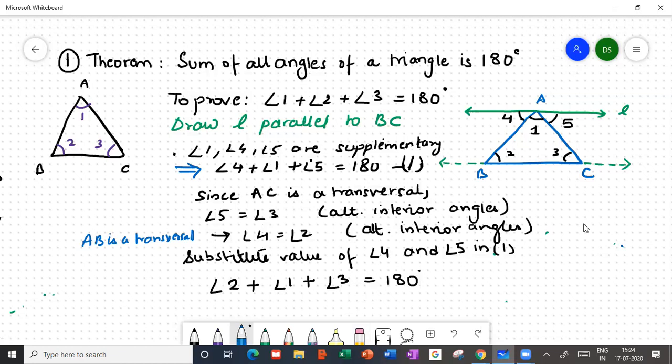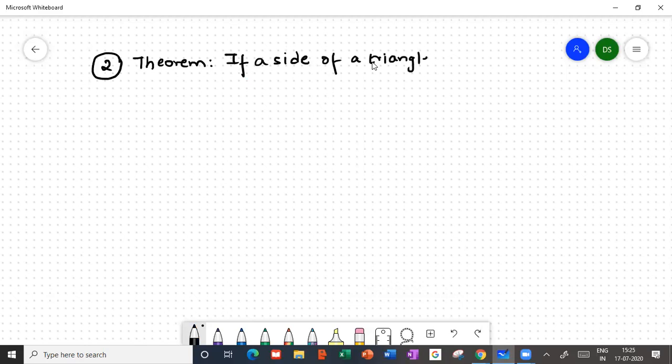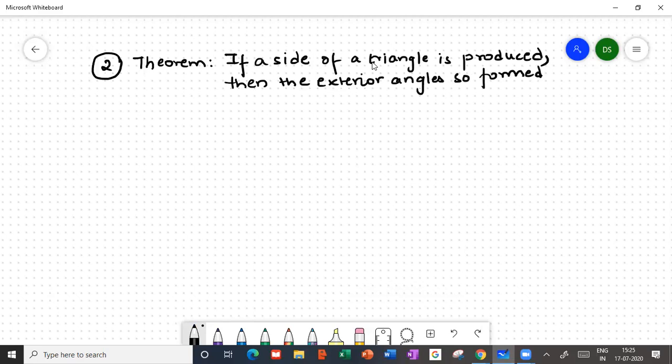Okay, so we'll do the last theorem then. Just one left. The second theorem is that if a side of a triangle is produced, then the exterior angle so formed will be equal to the sum of the two opposite interior angles.